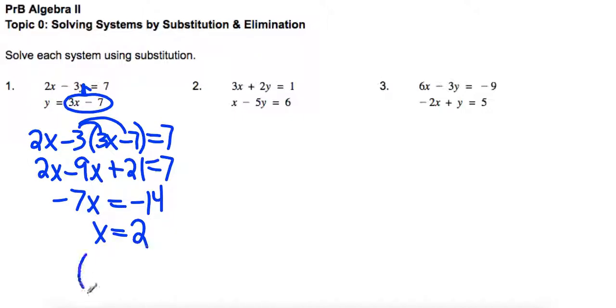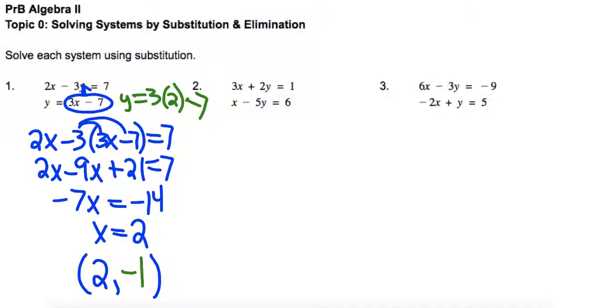Okay, so we still need the y-coordinate, so we have 2, something as an answer. To get the y-coordinate, we can come back up here. I would go to the second equation because it looks nice and easy. y equals 3, and instead of x, we're going to plug in 2, minus 7. And so we get negative 1 for that y-coordinate. So you just back substitute to find that.